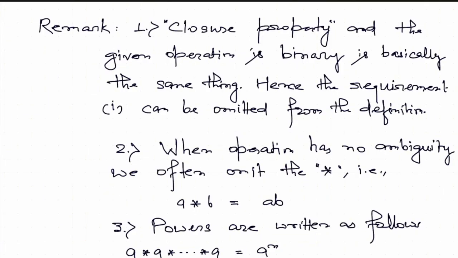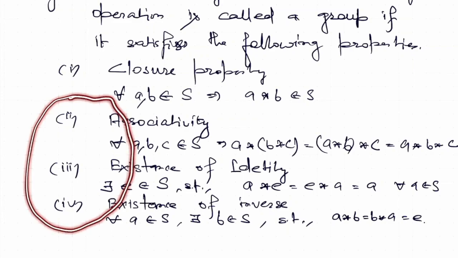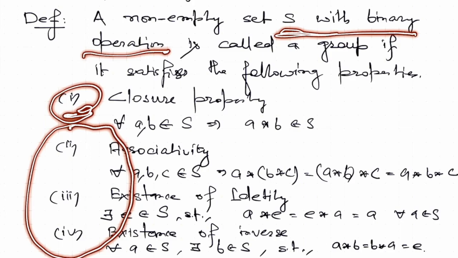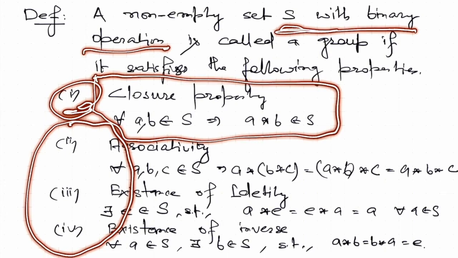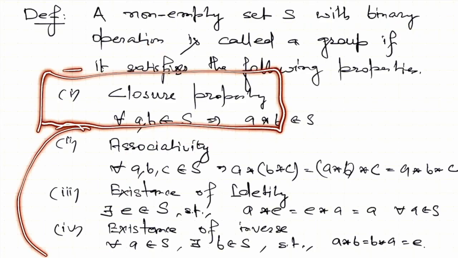Now we will look at the remarks, some important points to notice. The first thing is that closure property is a redundancy, meaning closure property is not necessarily here. Closure property is just saying that the given operation is a binary operation, nothing else. So basically, in the definition of group, there are only three requirements, and those are 2, 3, and 4. The first thing is equivalent to saying that the set S has a binary operation. Once you say that the operation is binary, you don't have to say that it has closure property. Both are actually the same thing. So you omit this condition from the definition and you can take only the other three.